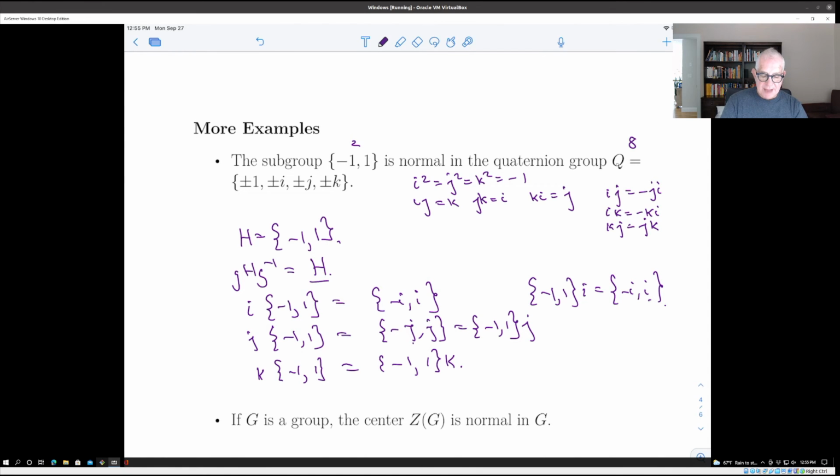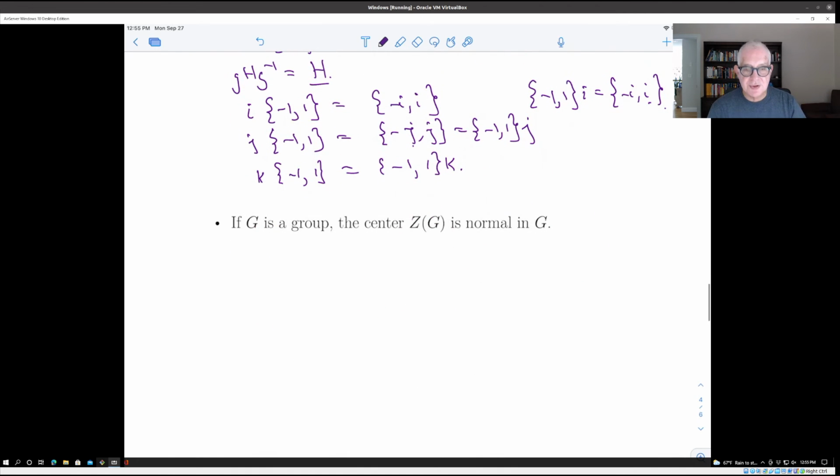The thing about the quaternion group and {-1, 1} is that -1 and 1 are the center of the quaternion group. -1 times i is the same as i times -1, -1 times j is the same as j times -1, and so forth. And it's actually generally true that if you have a group, its center is always normal.